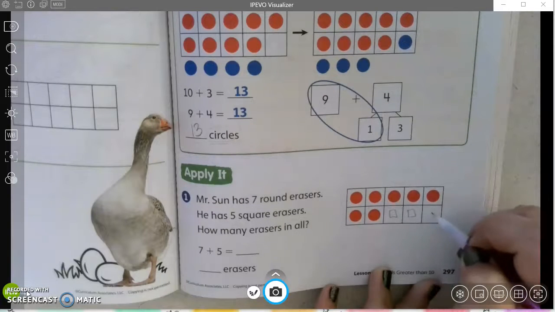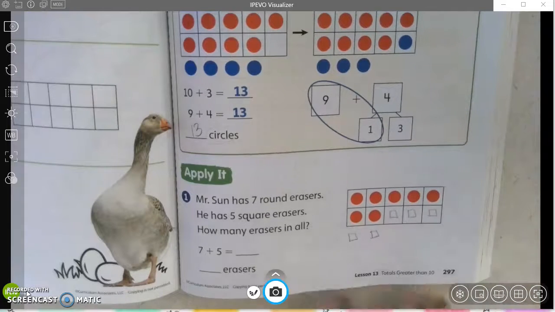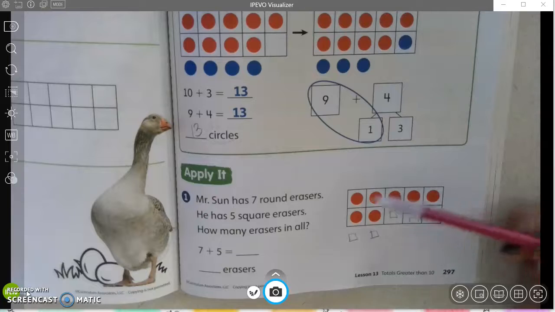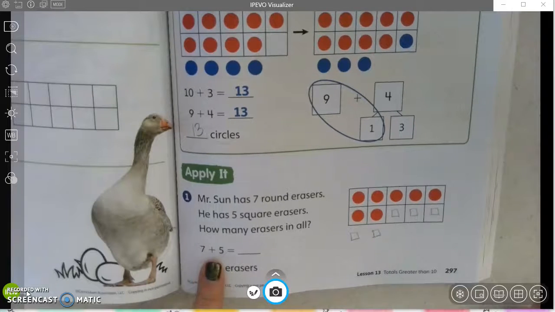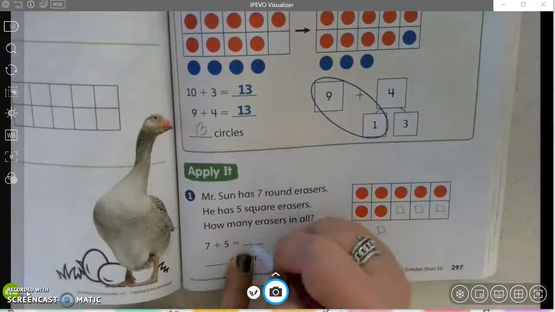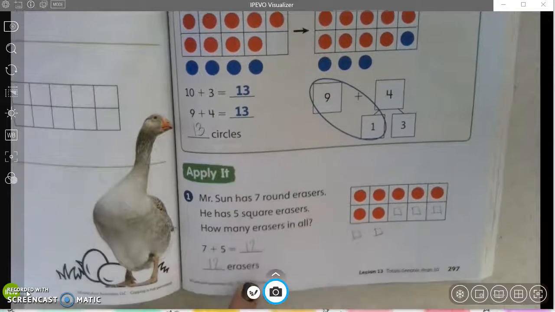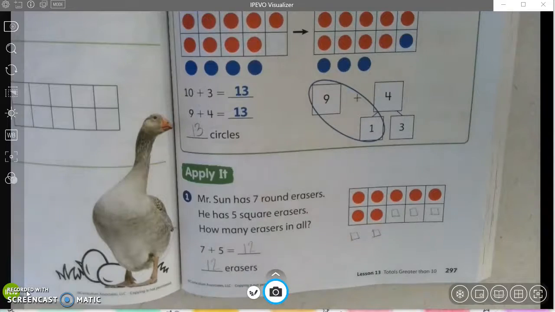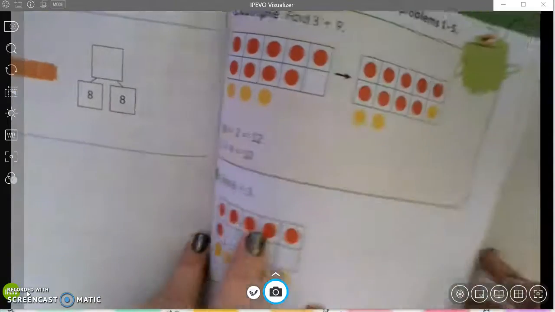1, 2, 3, 4, 5. Okay, so my whole 10 is filled up. So I have 10 and 2 more. 10 and 2 more is how many? 12. So 7 plus 5 equals 12. And then we're writing it again, so that way we label our answer. All right, let's turn the page.